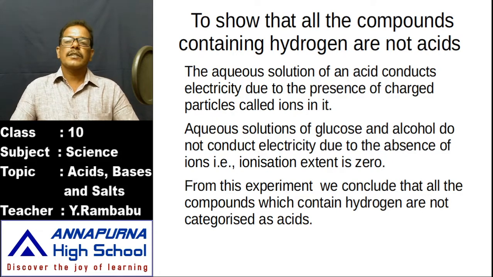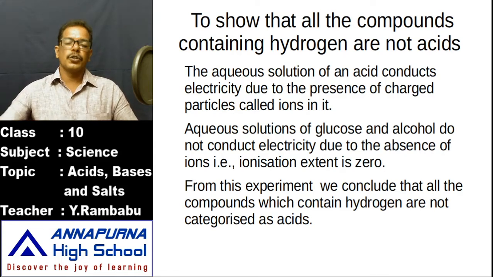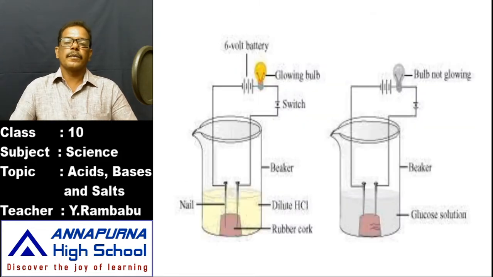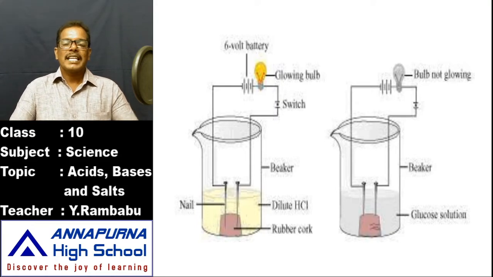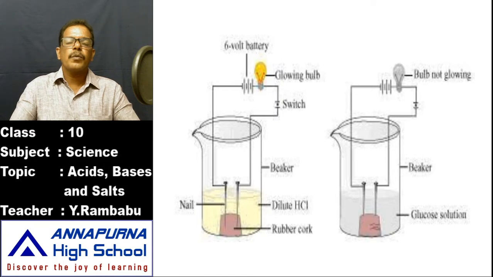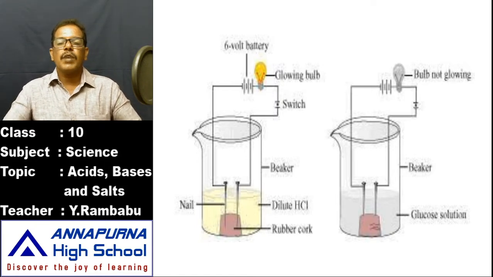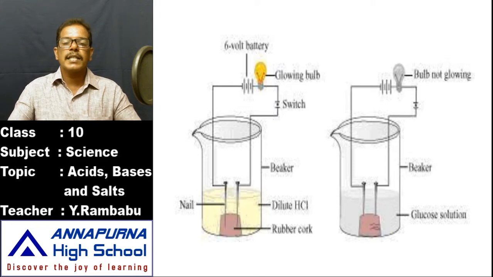Even when we turn on the switch and the battery is not exhausted, the bulb doesn't glow in the case of glucose solution. Observe this in the diagram. Why doesn't the bulb glow in the case of glucose solution? Here glucose doesn't split into ions. The molecular formula for glucose is C6H12O6. These C6H12O6 molecules remain as C6H12O6 molecules. That means they are not ionized. These molecules do not split into ions in the presence of water molecules.